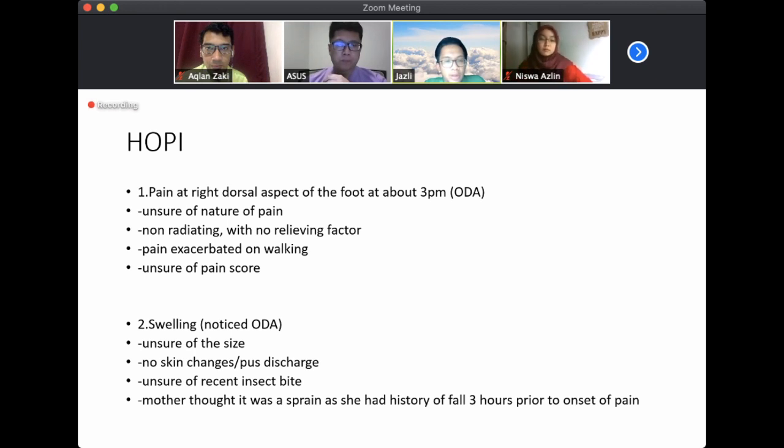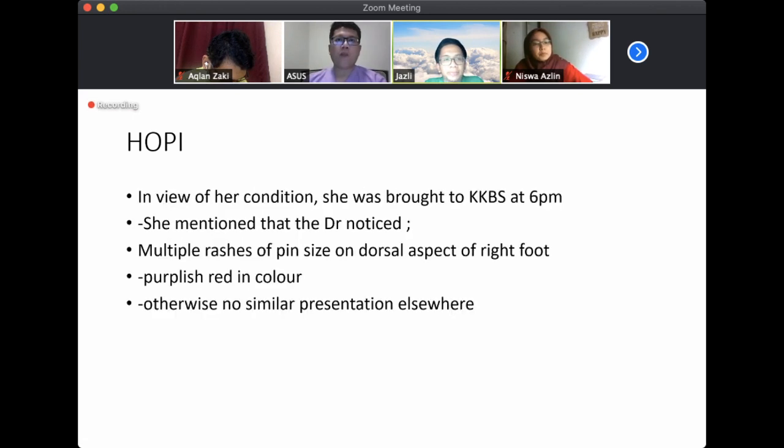However, the mother was unsure of the size of the swelling, but there is no skin changes or any discharge. She was unsure whether there's any history of recent insect bite, but the mother thought it was a sprain as the child had history of fall 3 hours prior to onset of pain. So in view of her condition, the mother brought her to Klinik Kesihatan Bukit Sekilau at about 6 p.m.